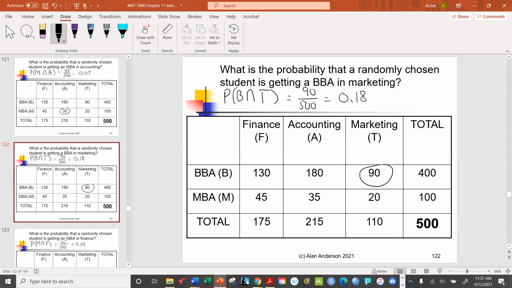So in other words, we look at the intersection of the row containing all the bachelor's students and the column containing the marketing majors, and that intersection is 90. And so that probability, B and M, bachelor's and marketing, equals 90 over 500, which is 18%. So you can see it's pretty straightforward. And once again, this probability is known as a joint probability because two different things have to be true: the level of studying that they're doing and the major that they've chosen.